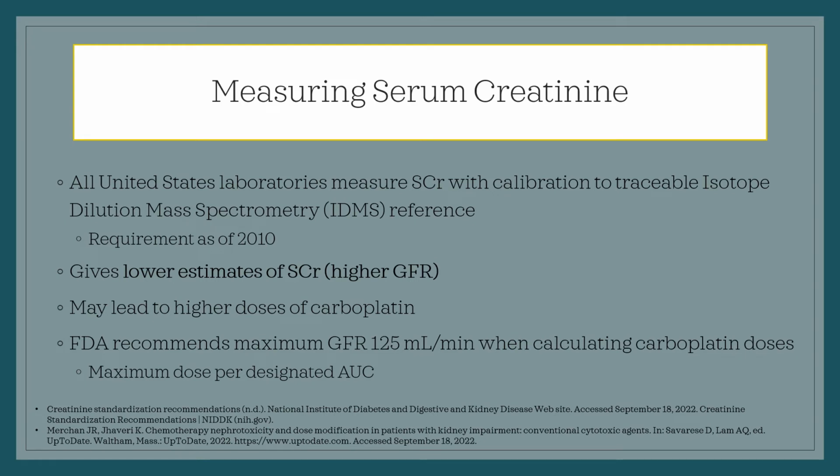The hope was that we would have better standardization across all of our labs in the United States, but this was actually found to give a lower estimate of the serum creatinine. So then in turn, it led to a higher GFR for that patient, higher estimated renal function. And there was a risk for then giving that patient a higher dose of carboplatin. So with this standardization, the FDA actually released guidance that there should be a maximum GFR of 125 mLs per minute when calculating carboplatin doses, which then gives us a maximum dose per designated AUC value.